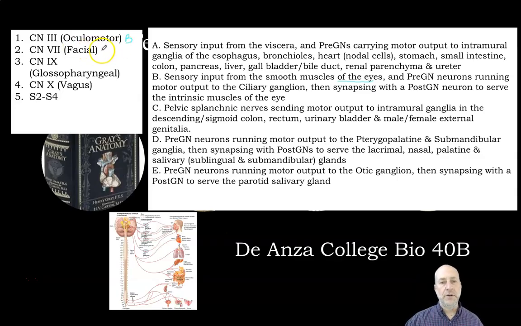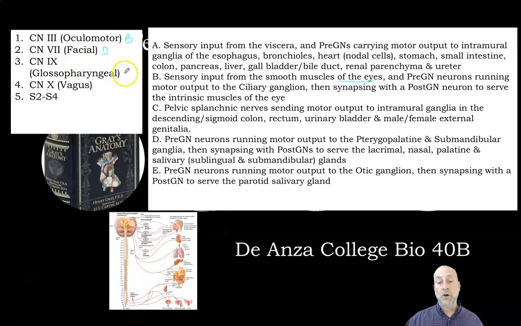All right, facial nerve is going to be preganglionic neurons running motor up to the pterygopalatine and the submandibular ganglia. And then synapsing there with postganglionic neurons that are then serving the lacrimal, nasal, and the palatine, and the salivary glands that are not the parotid, so the sublingual and the submandibular.